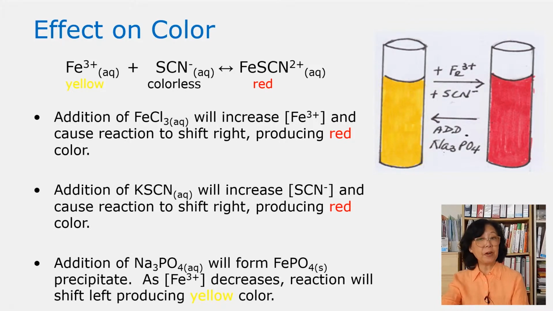If we add sodium phosphate, then it will form the precipitate iron 3 phosphate. As iron concentration is decreasing, the reaction will then shift to the left, producing yellow color.